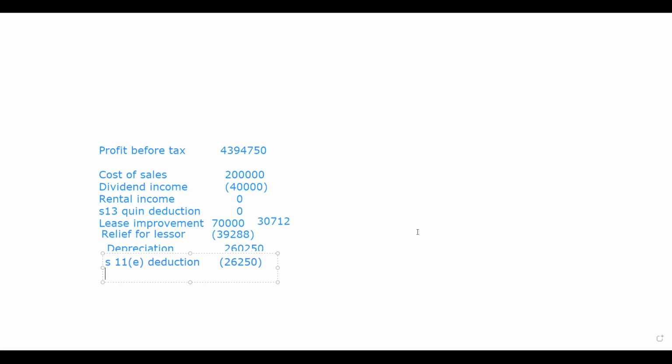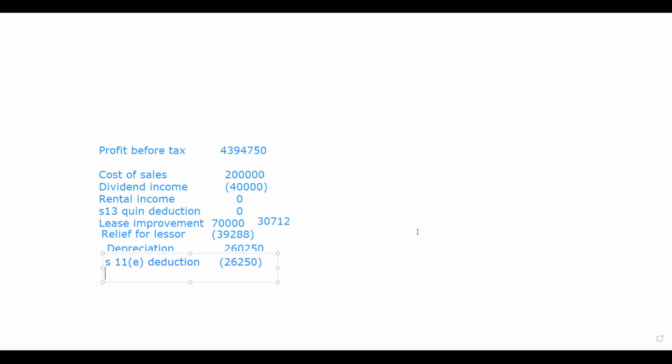So you're going to take the 330,000 plus 6,000 plus 40,000, and that gives us 376,000. And what are we going to do with that?